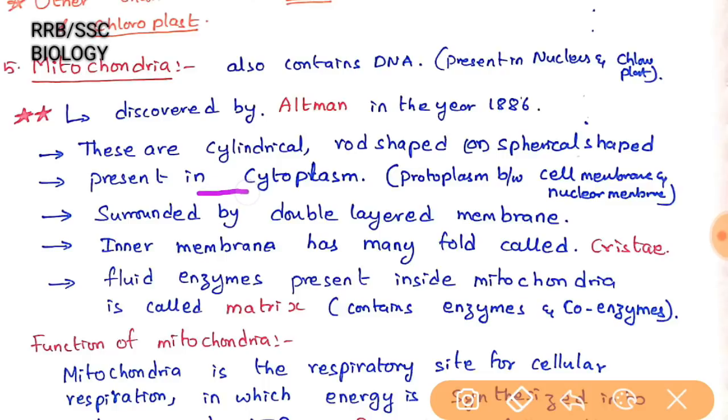Mitochondria is present in the cytoplasm, which I have shown earlier. The cytoplasm is what lies between the cell membrane and the nuclear membrane. Mitochondria is surrounded by a double-layered membrane. The inner membrane has many folds and is called cristae. The fluid present inside the mitochondria is called the matrix, which contains enzymes and coenzymes, friends.